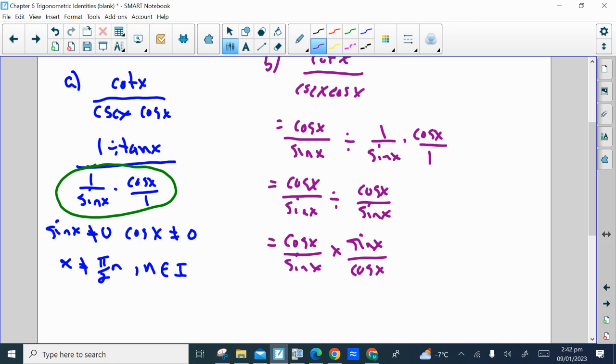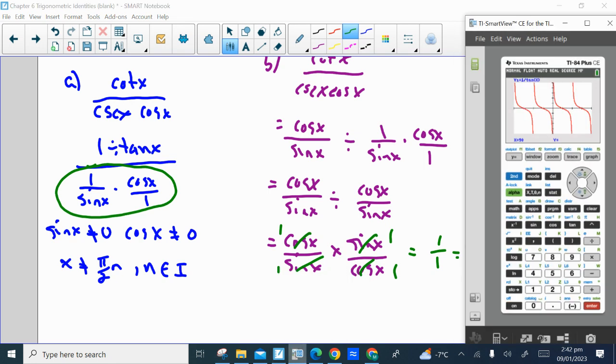And when you do that, everything actually cancels. You divide top and bottom by cos x, which leaves 1's there. You divide top and bottom by sine x, which leaves 1's there. 1 times 1 over 1 times 1 is 1. So that expression reduces to positive 1, which means if we graph it, you should get the line y equals 1. So let's check that.